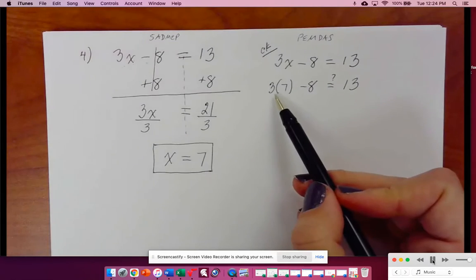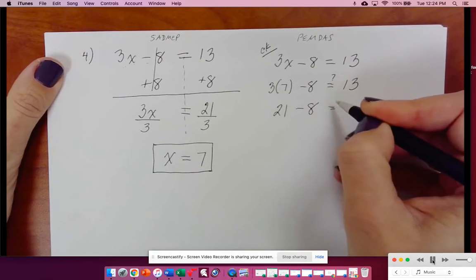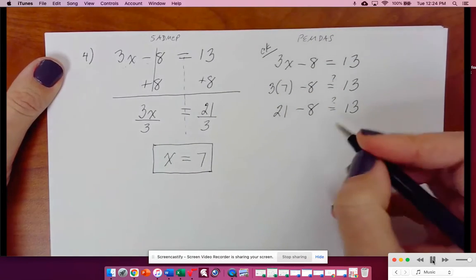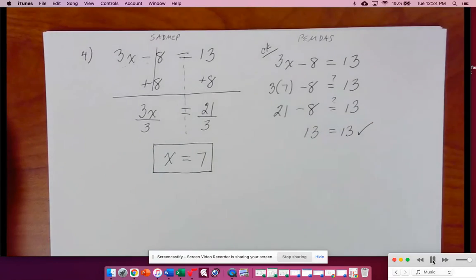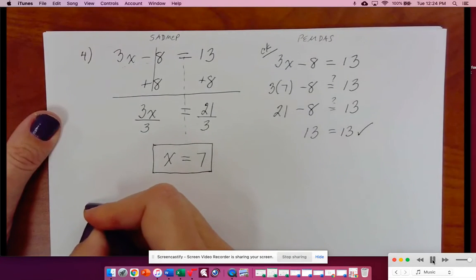So here we would multiply. 3 times 7 is 21. 21 minus 8, does that actually work? Yes. So we get 13, and we get to check. Work. This one looks hard. Okay, number 5. We'll just do a couple more, guys. You're doing good.